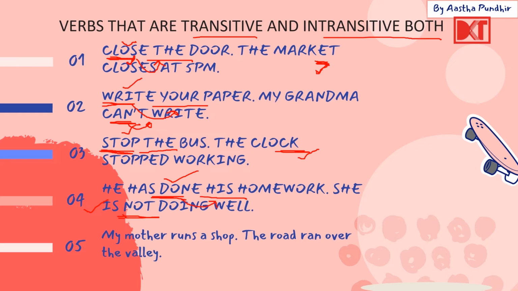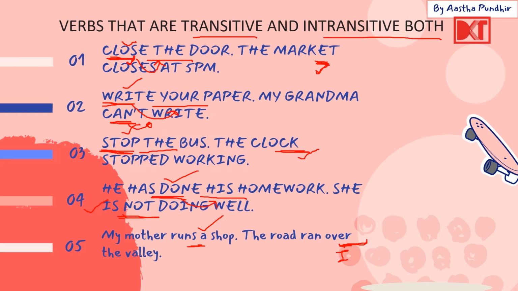Right, here, my mother runs a shop. My mother runs what? Runs a shop. So this is a transitive verb. Then, the road ran over the valley. The road ran what? We can't ask the question of what here in this sentence. So here, the verb run does not require any object to complete its meaning. So there again it is an intransitive verb.